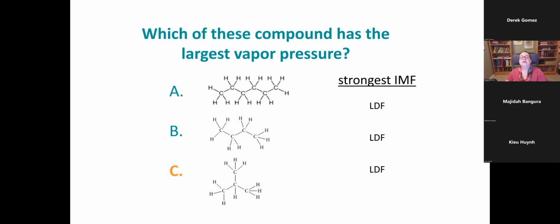Sorry about that. C has the smallest London dispersion forces, the weakest forces. So it's going to have the largest vapor pressure. Right? Which one of these is going to have the smallest vapor pressure?